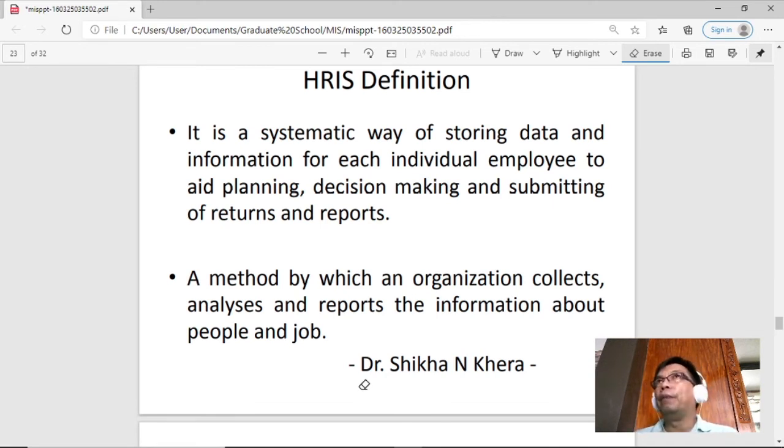So let's say we have data of information about the human resource, and let's say we would like to promote somebody. Of course, what are we going to do? Take a look at the data, search, maybe create a summary, and then look for the credentials. Because we have them stored, that will be easily done if we have an HRIS. A method by which an organization collects, analyzes, and reports information about people and jobs. So that's an HRIS.